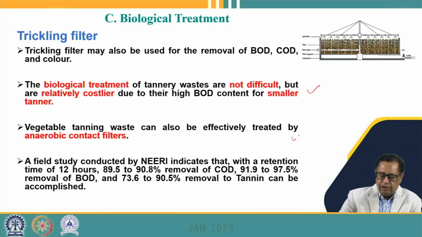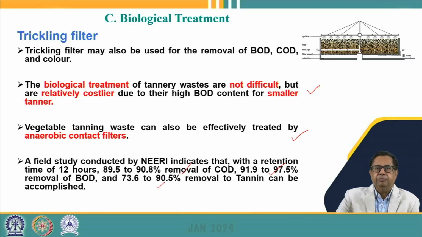It has also been found that vegetable tanning wastewater can be easily treated by anaerobic contact filters, and if we have a detention time of nearly 12 hours, then nearly 89.5 to 90.8% removal of COD, 91.9 to 97.5% removal of BOD, and nearly 73.6 to 90.5% removal of tannin can be accomplished.